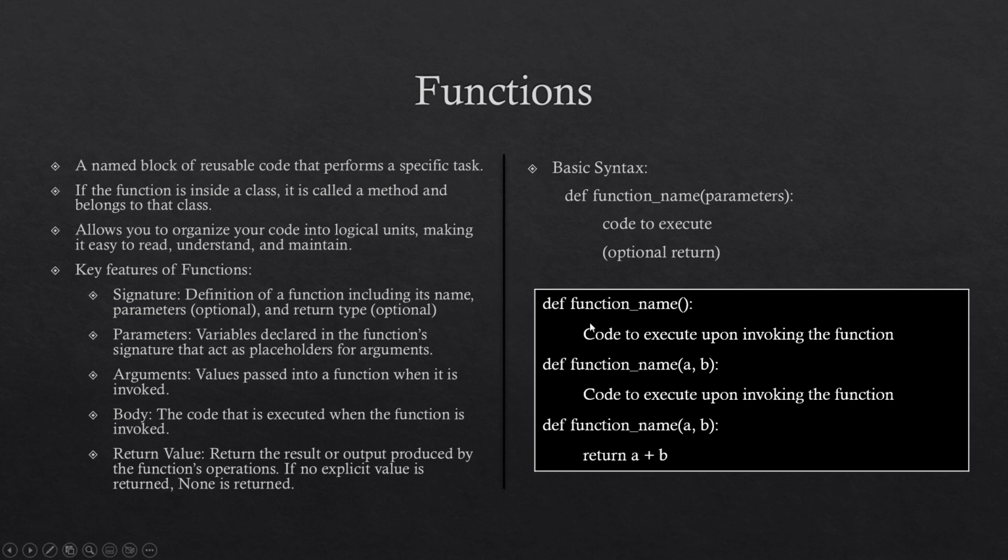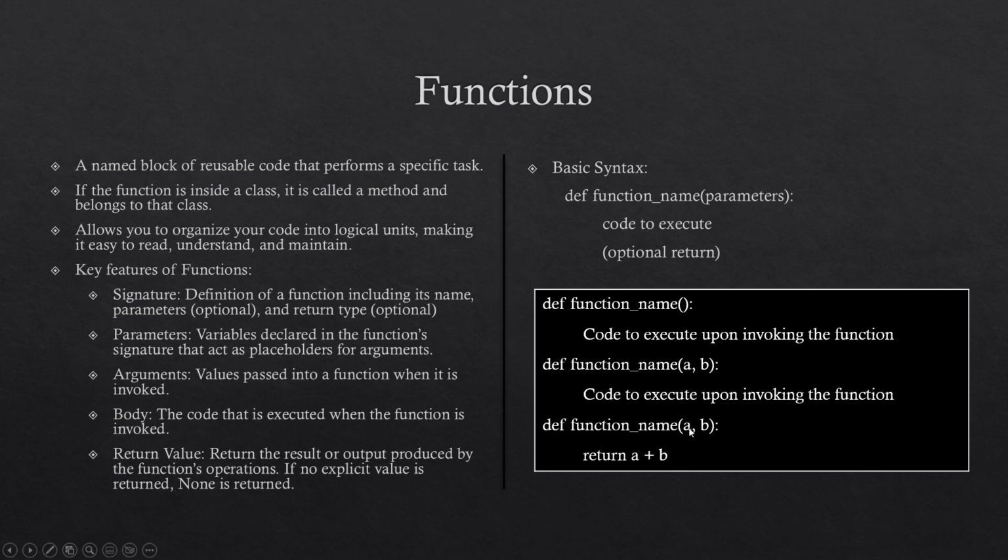We have some examples of function syntax here where we have the def keyword followed by a function name and an empty set of parentheses. And then indented below it would be the code to execute upon invoking the function. Then we have an example of a function that takes two parameters, a and b. When you call this function, you would have to pass two values into it. And when it was invoked, the code indented below it would execute.